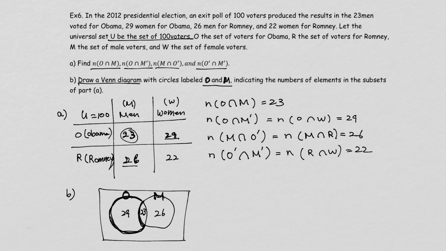When you add them up, let me see, what do you get? You get 78. So out of the union set, you used 78 voters. So whatever the leftover is should be outside of those two circles, which is going to be 22. So that will be 22. This is the union, right? And this is how you're going to build your Venn diagrams.